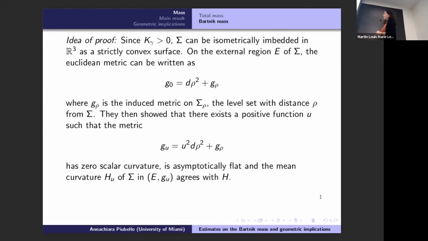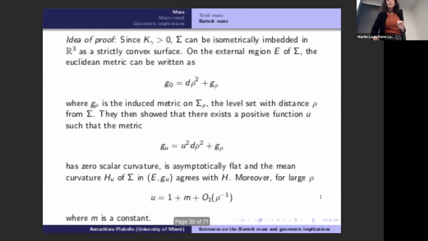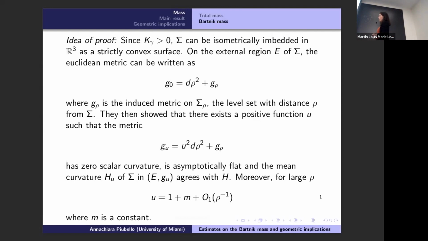What they show then is that we can find a function u so that this metric g_u, defined by introducing this u squared term in front, will have vanishing scalar curvature, will be asymptotically flat, and the mean curvature of this will agree with the mean curvature h. Moreover, they were able to show that such a function u has the following asymptotic expansion for a constant m.